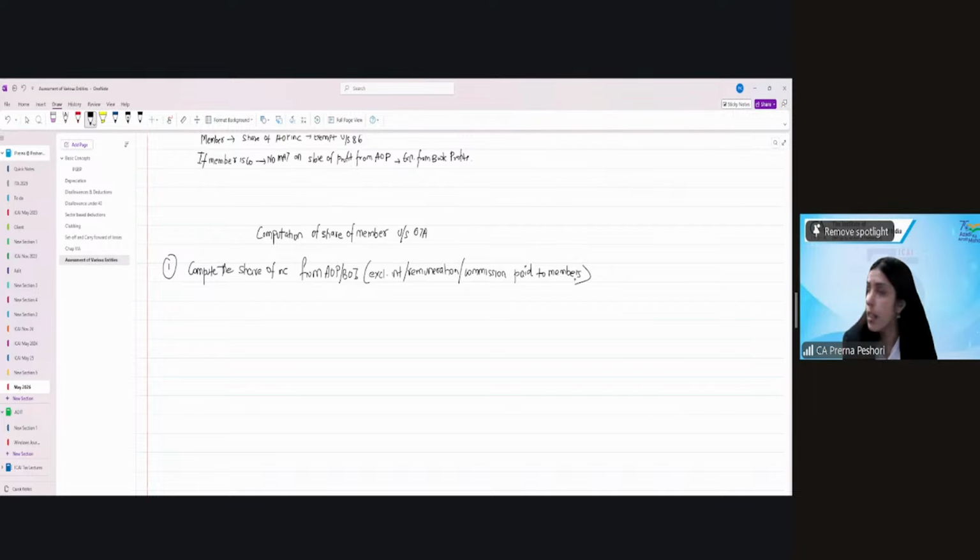Right? Now apportion the share under the different heads of income in the same manner as characterized in the AOP's hands. So let's say for example, if the AOP is having the income under the head house property, PGBP and capital gain, the share of the member also you will apportion under the same heads of income, the way it is characterized in the AOP's head.